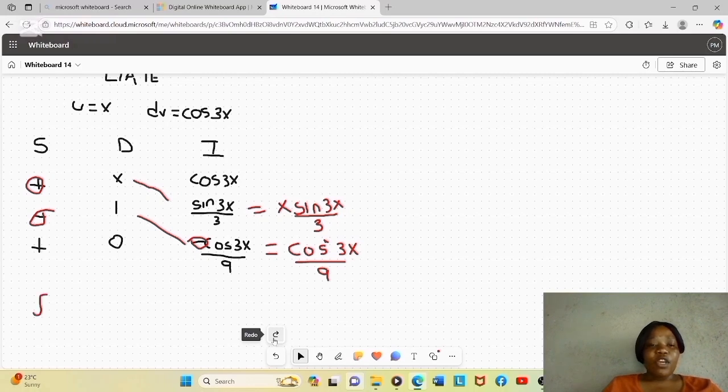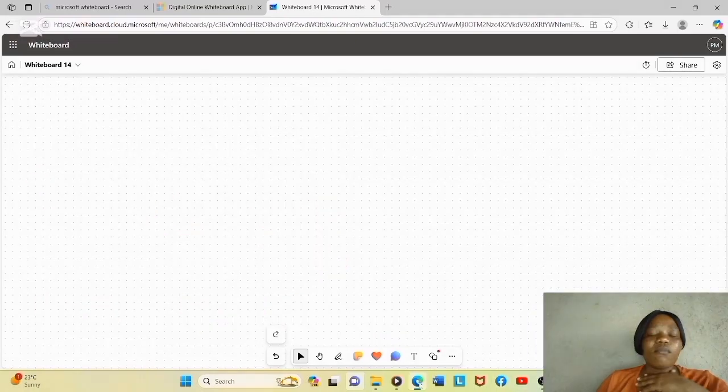Okay, then from here we apply everything we got into our formula. Then we have the integral of x cos 3x dx equals 1 over 3 times x times sin 3x plus 1 over 9 times cos 3x plus C. This is our final answer.